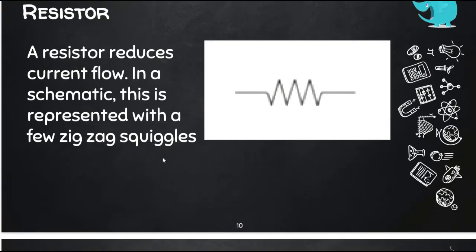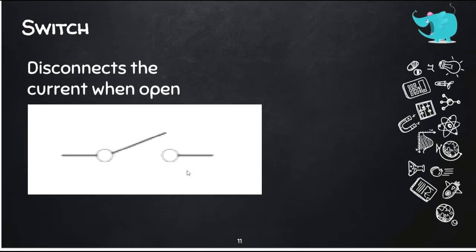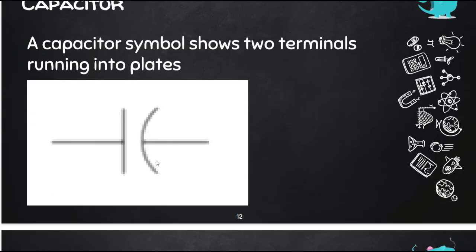Number two is the resistor. The resistor reduces the current flow, or it simply controls the flow of current. It is represented in a zigzag squiggly form. Number three is the switch. As you can see, this is a basic, simple example of a switch. This switch is open, normally open.